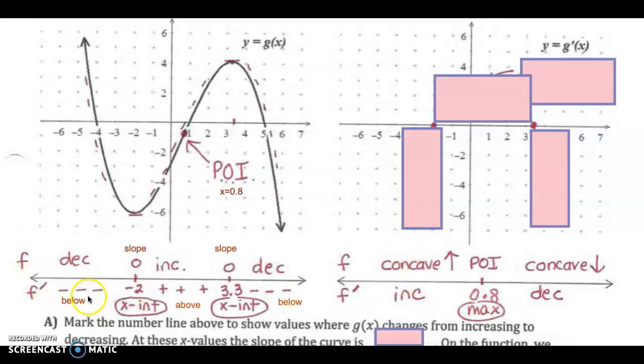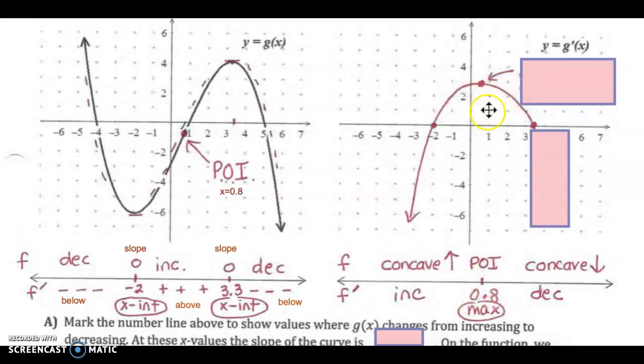So we know it starts out below the x-axis until -2. So up until that point, we also know that it's increasing. So it's below the x-axis here, it starts there, and at -2 is where it crosses, okay? And then it's still going to continue to increase until 0.8, and then it turns to decrease. Okay, so that's this part.